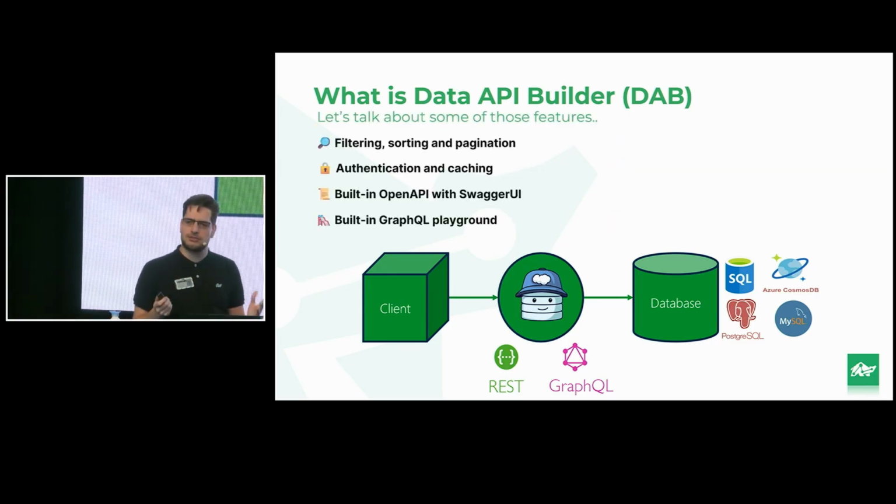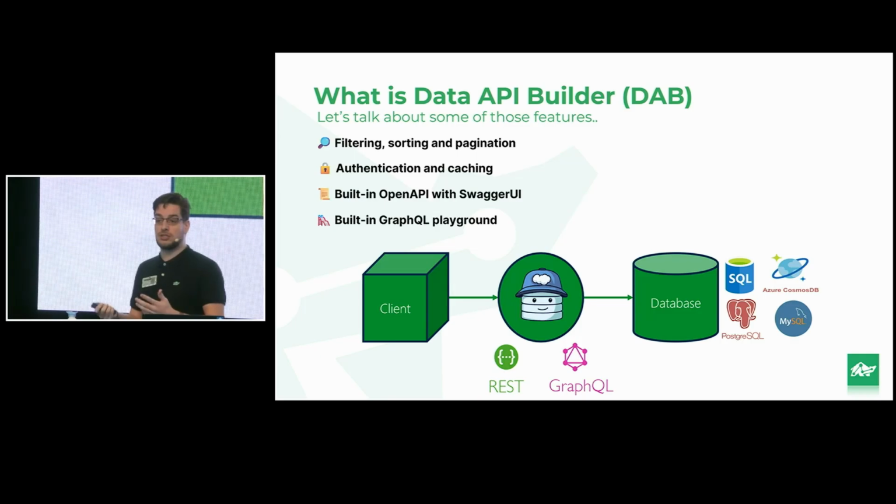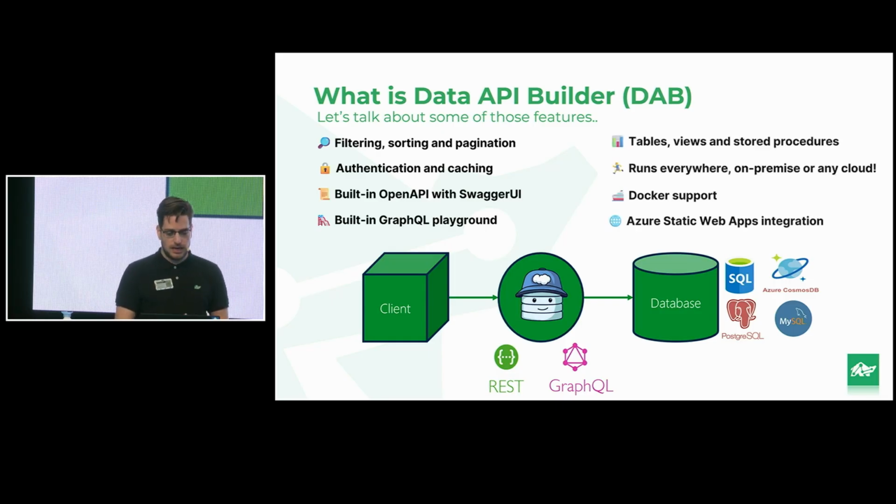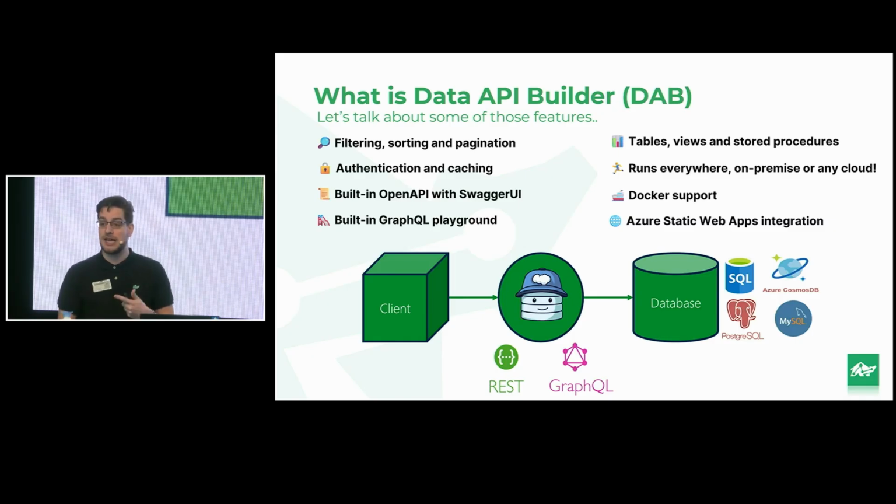So let's talk about those features. Filtering, sorting, pagination, all of these things are taken care of for you. There's authentication and caching support. There's a built-in OpenAPI document for really nice tooling. On my blog, I have a lot of posts about OpenAPI if you're interested. There's Swagger UI. There's a built-in GraphQL playground. And then it supports tables, views, and stored procedures. So if you want to do some custom things, views and stored procedures can help you out.